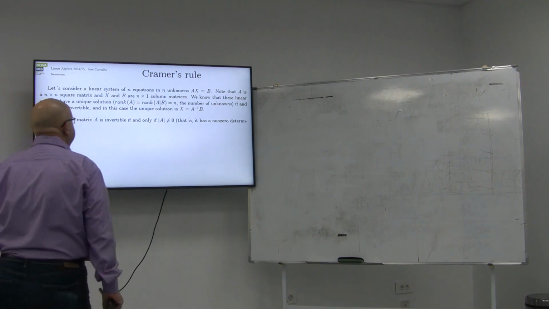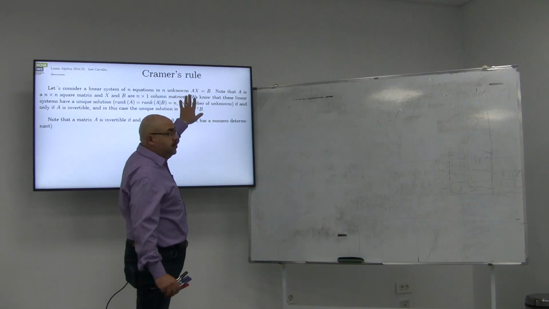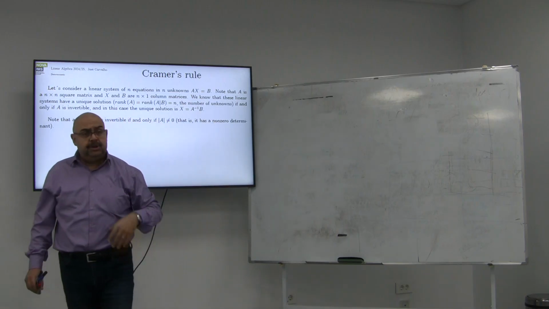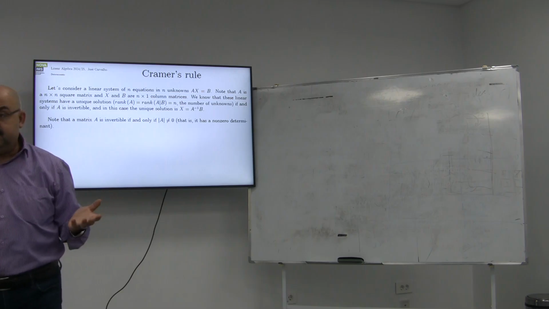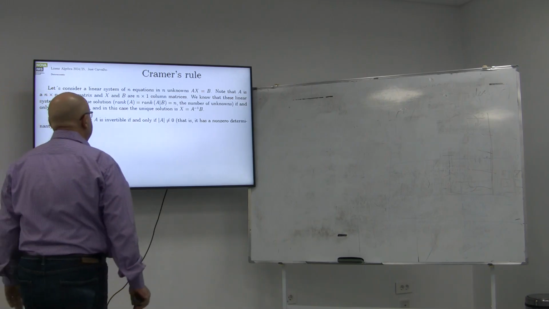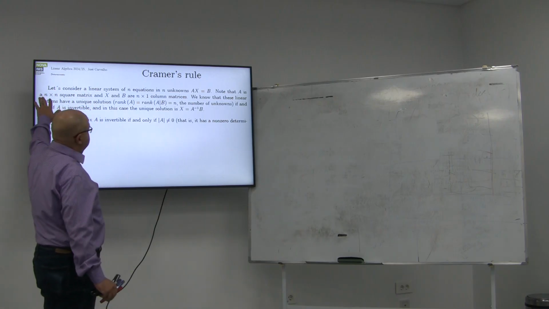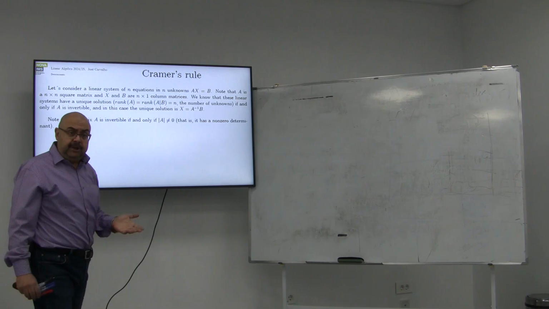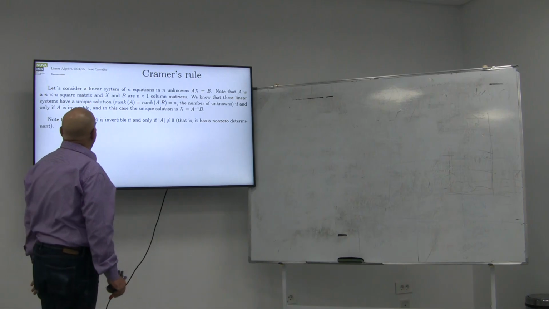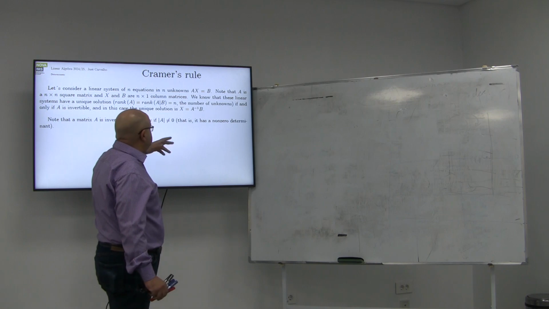Here, let's consider a linear system of equations. We saw this plenty of times. You have Ax equal b, which is the main form of matrices representing a system of a certain number of equations and number of unknowns. Let's say it's an n by n system. It means you have n equations in n unknowns. Okay, and b is the result, which is going to be n times 1.